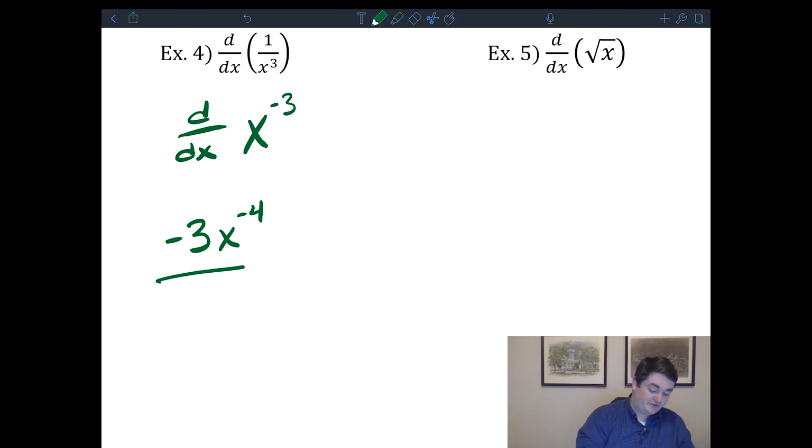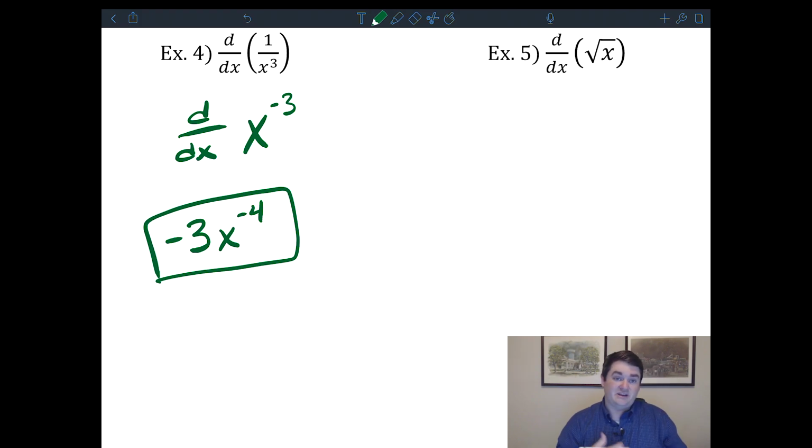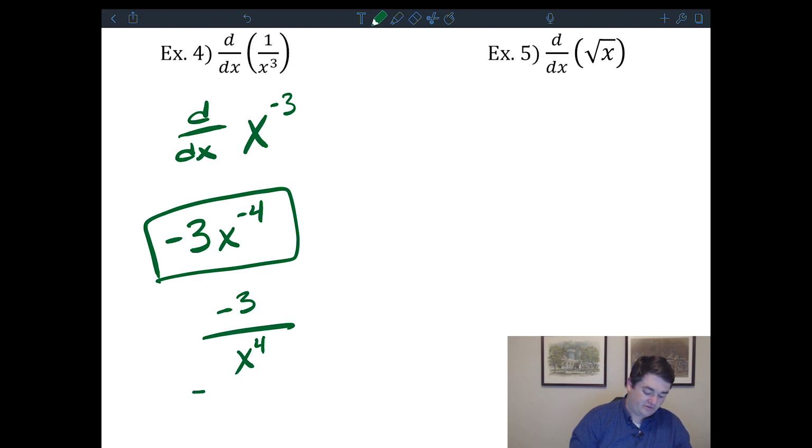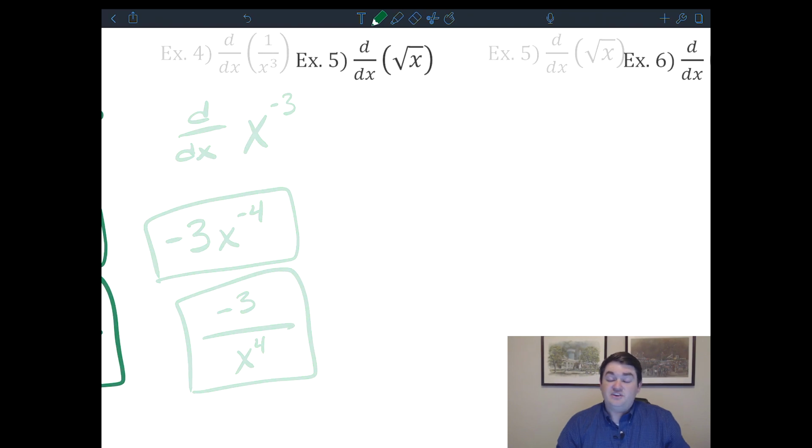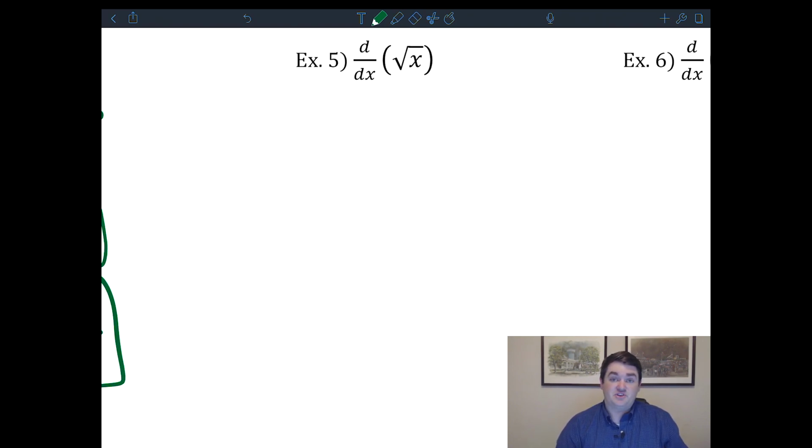Now, you can leave your answer like this, or if you want to write it in the style that the question was originally written in, it would be negative 3 over x to the fourth. Both are correct. Example 5, same issue. Find the derivative of the square root of x.